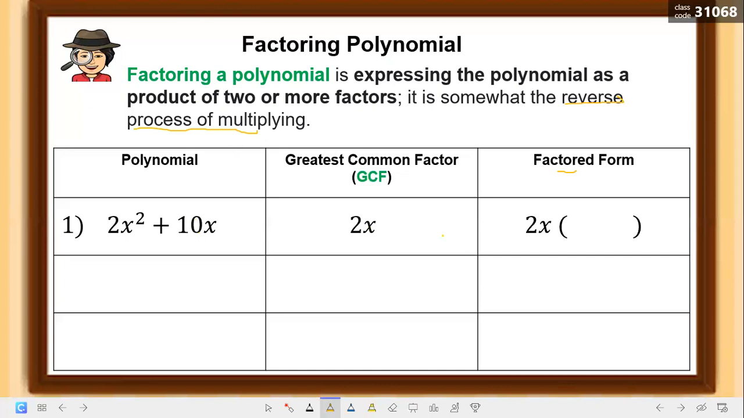Okay, everybody, observe. If this is 2x, i-divide po natin yung first term by the given GCF. Everybody, ito yon. 2x squared divided by 2x. Sige nga, balikan natin. Remember, this is law of exponents, division. Okay? Division rule. Yes, Andre. X pa? Okay, very good. X na lang po yan.